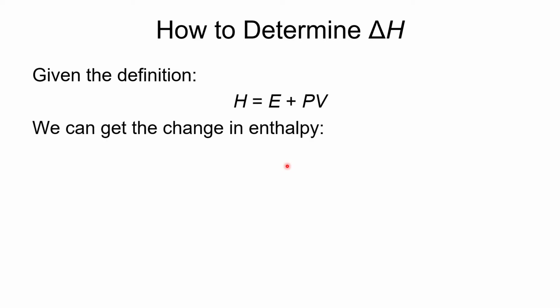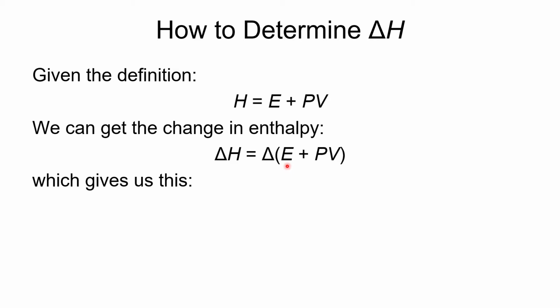Now, as far as how do we go about determining delta H, well, given our definition that H is equal to the internal energy plus the pressure times the volume, we can get the change in enthalpy by taking the change on both sides. So delta H is equal to delta (E plus PV). And if we do this at constant pressure, then we will get that delta H is equal to delta E plus P delta V.